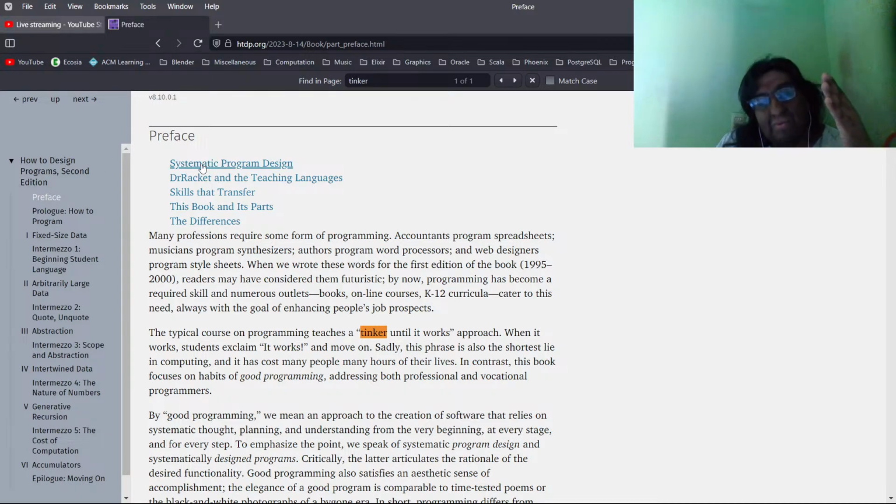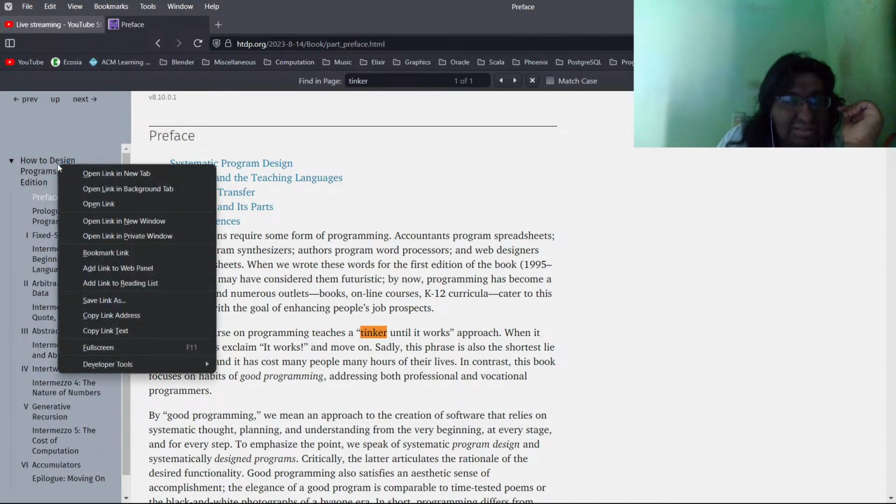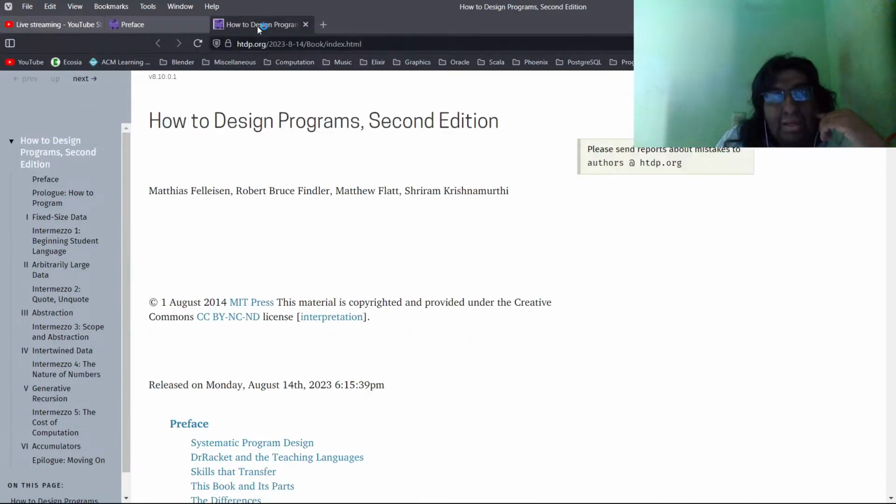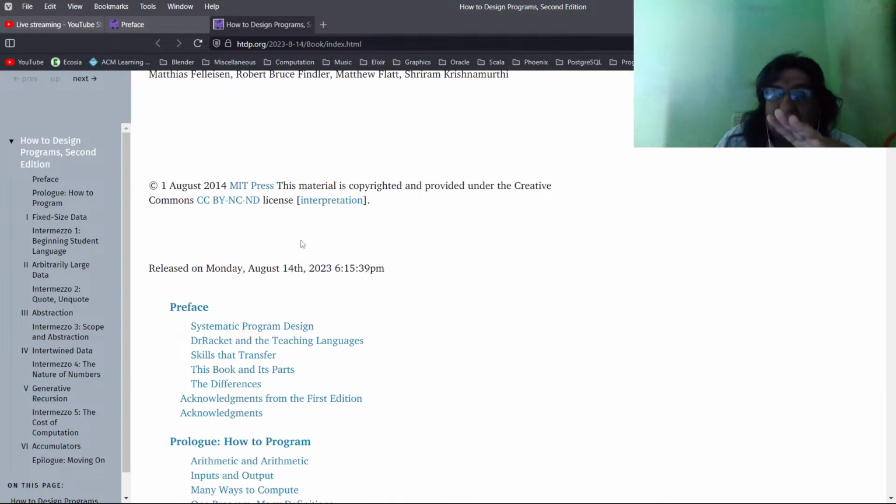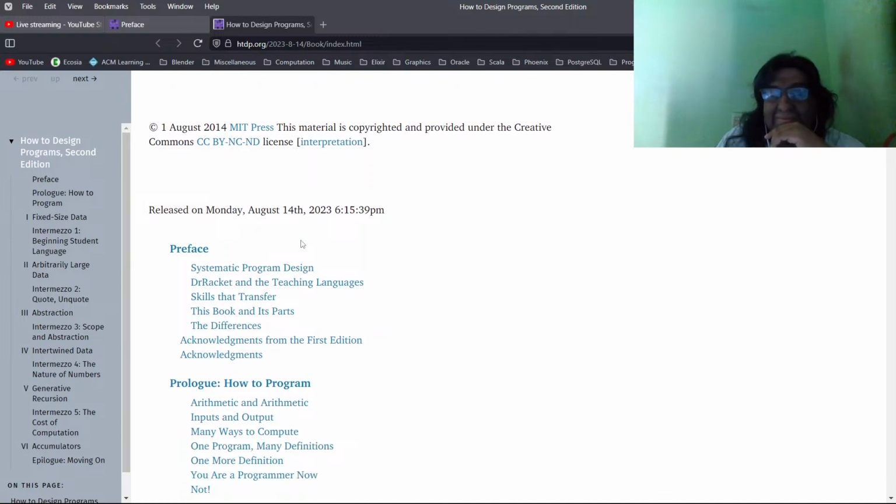We need to be directing ourselves towards systematic program design, as these guys are telling us in this book. Matthias Felleisen, Robert Bruce Findler, Matthew Flatt, Shriram Krishnamurthi. So these people are saying, like, design the program. And I like design, but sometimes you have to tinker.